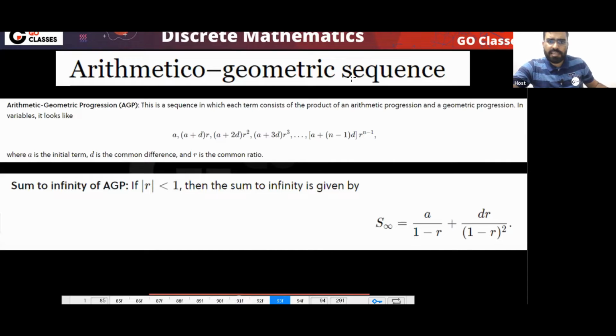Next is arithmetic-geometric progression, AGP. Next series is AGP. In this series, what do we have? We have AP also, GP also. So this is your AGP series.